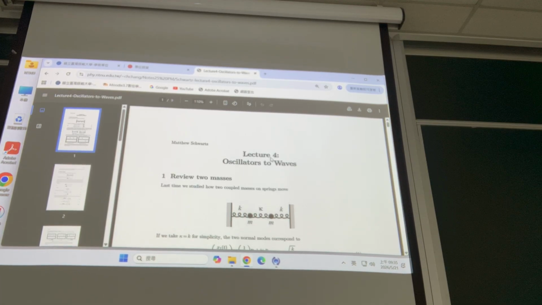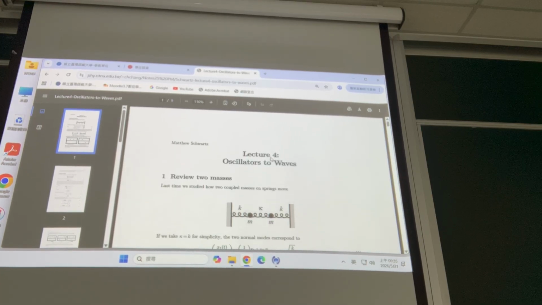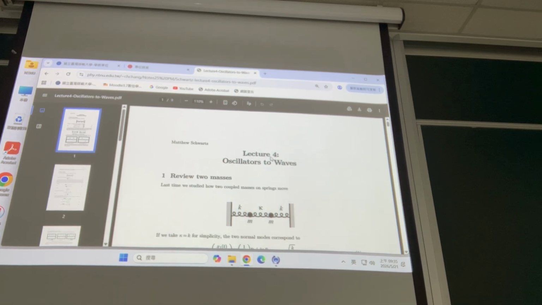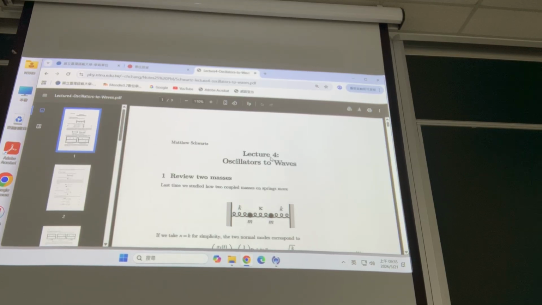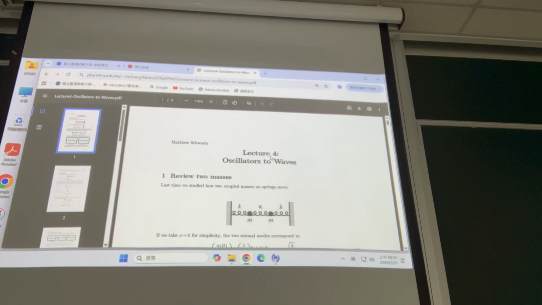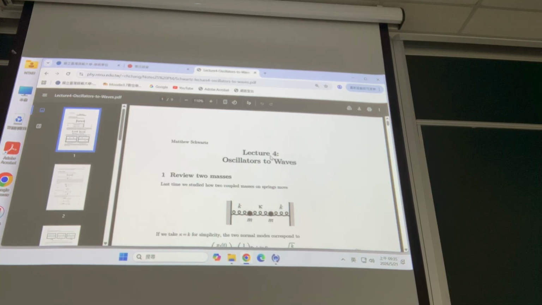That's why we spend a lot of time this semester on oscillators, so that you can understand the details of the oscillator system, and then you can understand the wave system. And we talk a lot about wave systems not only because they are everywhere in the physics world, but also because in the quantum world, the easiest way to understand a quantum system is by studying waves.